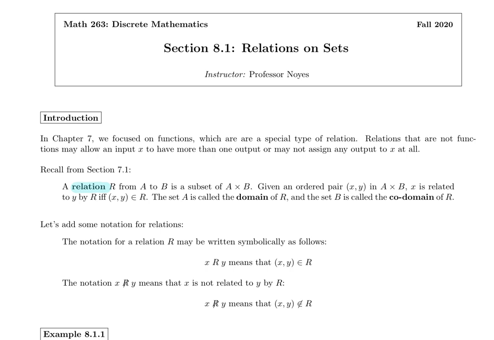Given an ordered pair (x, y) in A times B, x is related to y by R if and only if the ordered pair (x, y) is in the relation R. The set A is called the domain of R, and the set B is called the codomain of R. So we already know what domain and codomain are, but let's add some notation. We didn't have notation for relation last time; I just introduced the idea of what a relation was.